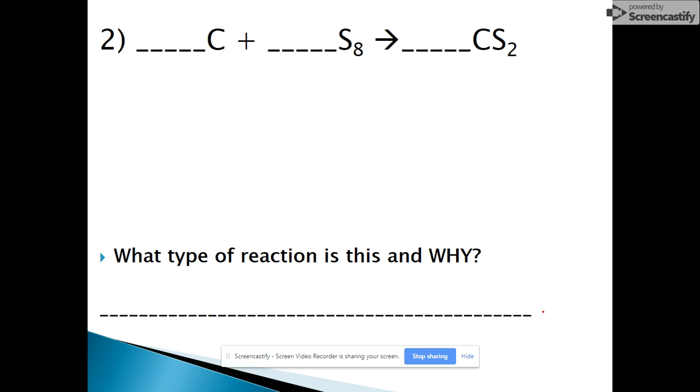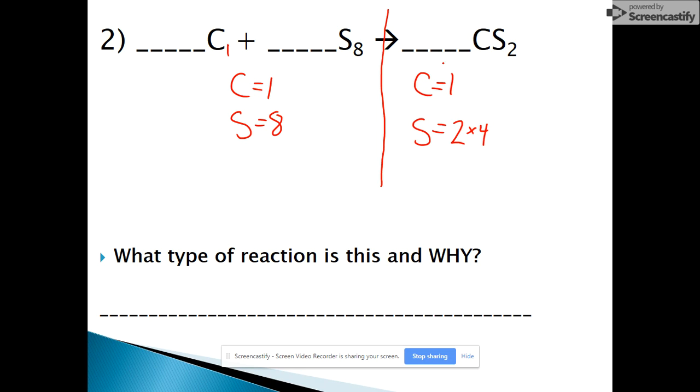Let's try another one. C plus S8 yields CS2. So we divide it in half. We list our elements C, S, C, S. No subscript, we know that it's 1 C, 8 S's, 1 C, 2 S's. 1 C on the left, 1 C on the right, good to go. 8 S's on the left, 2 S's on the right. So we know that we need to multiply by 4.